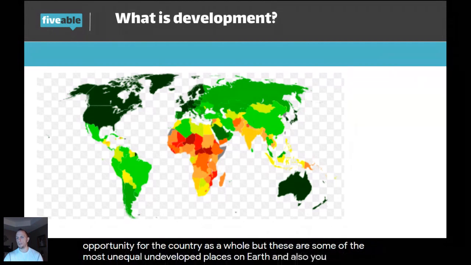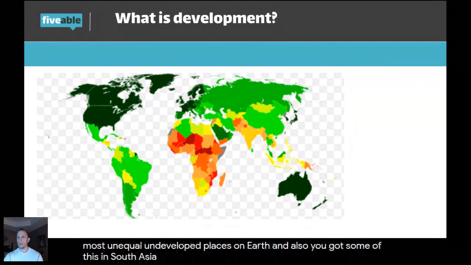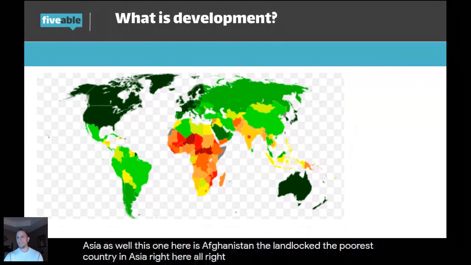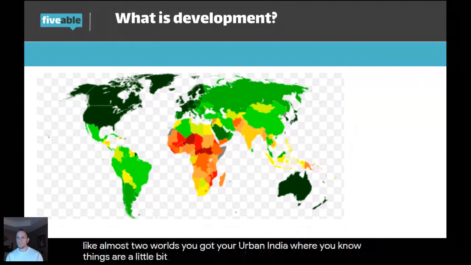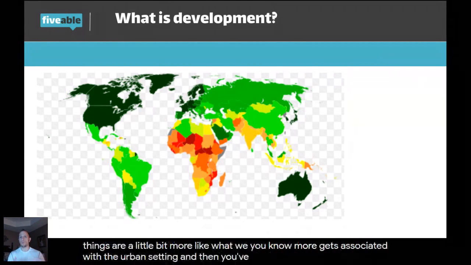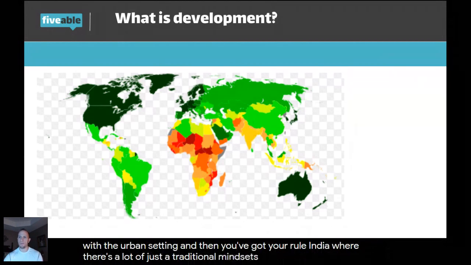And also you've got some of this in South Asia as well. This right here is Afghanistan, the landlocked, the poorest country in Asia. All right. Even in parts of rural India, India is almost two worlds. You've got your urban India where things are a little bit more like what we associate with an urban setting, and then you've got your rural India where there's a lot of traditional mindsets that are centered on arranged marriages and things of that sort.